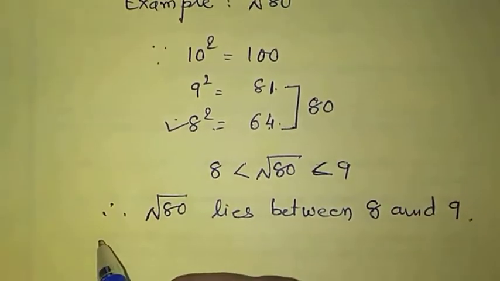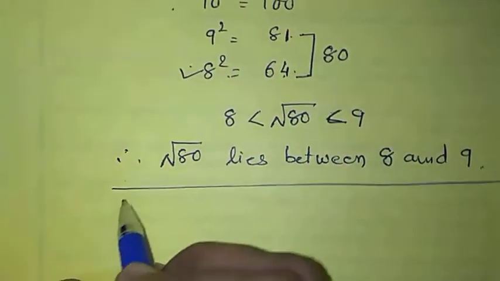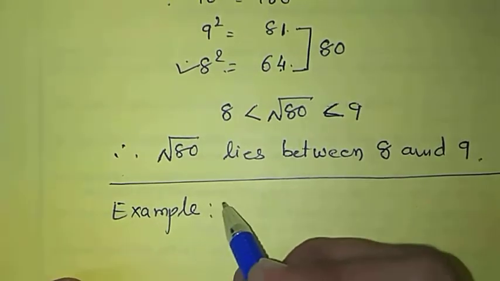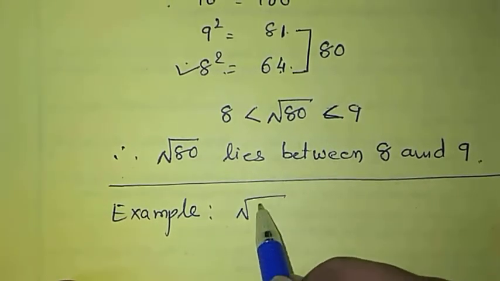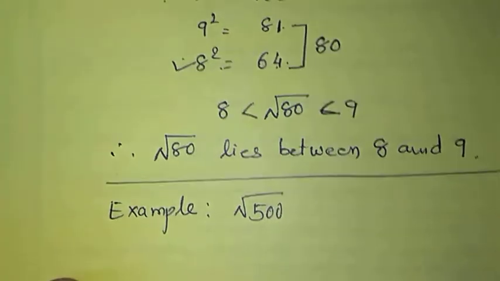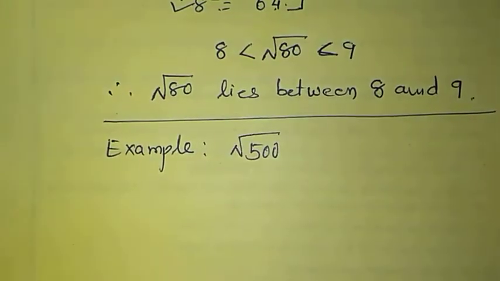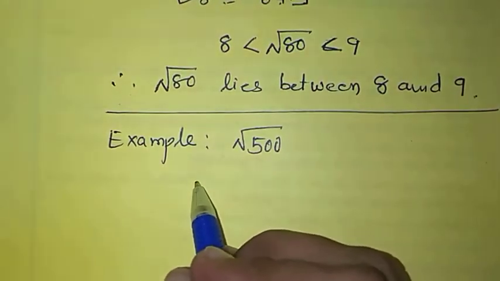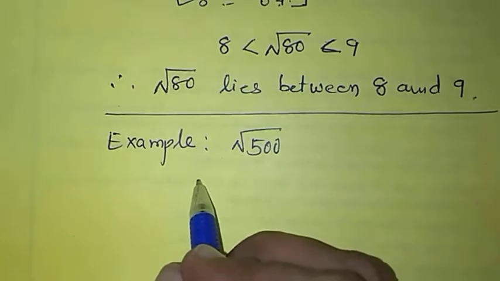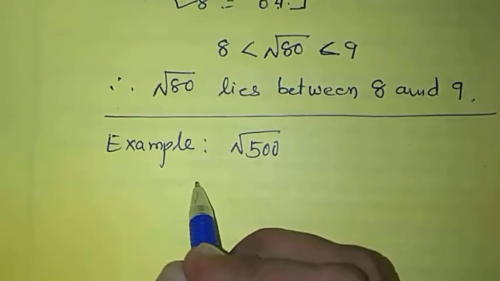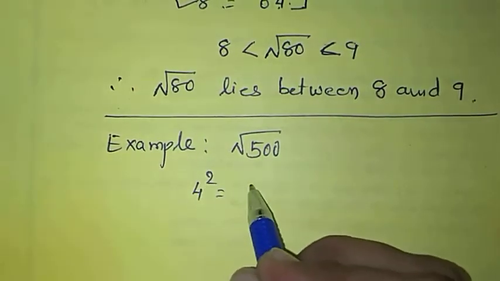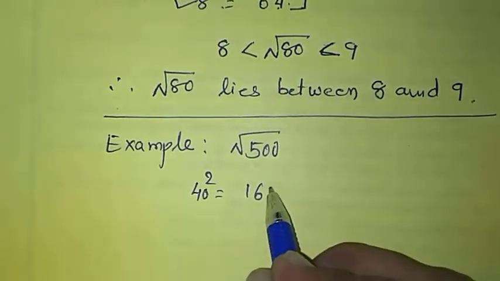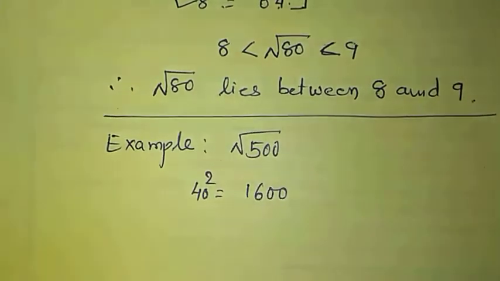We can take one more example. Suppose we are taking 500. So we know the round figure square roots. If we take 5, 5 fives are 25. 4 square, we will get 4 fours are 16. But if we take 40 square, it will be 1600, which is more than 500, so the root is less than 40.